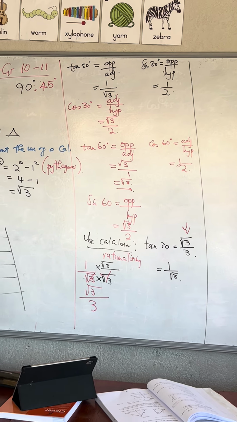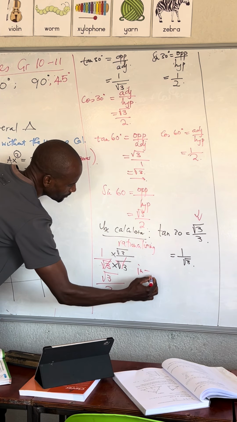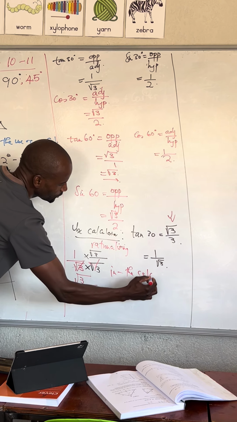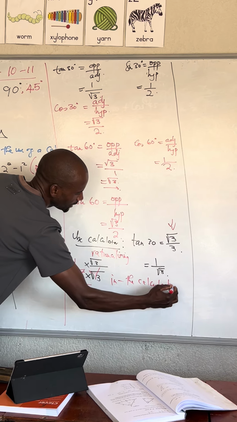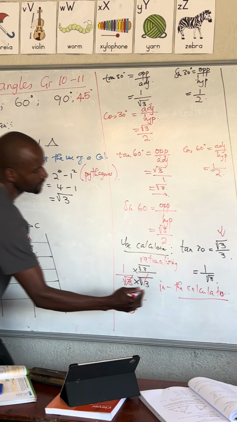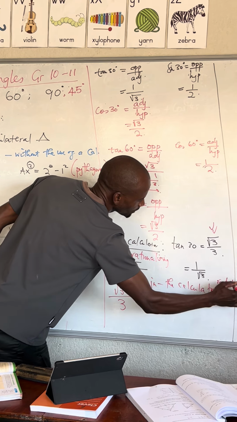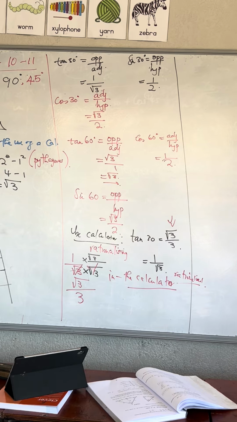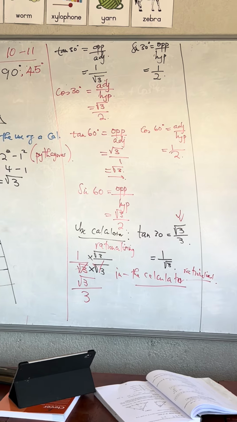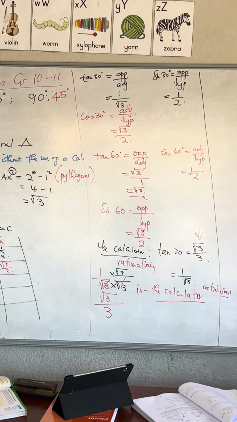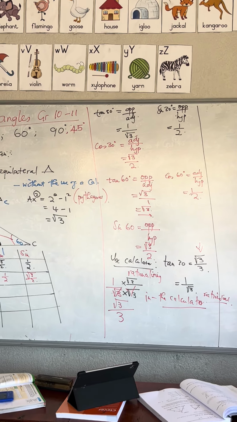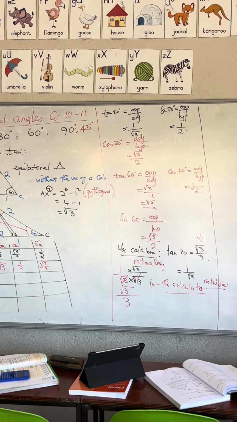So it simply means that the calculator gives you the answer that is already rationalized. That's how they will see that you were using a calculator. So that's for 30 degrees and 60 degrees.